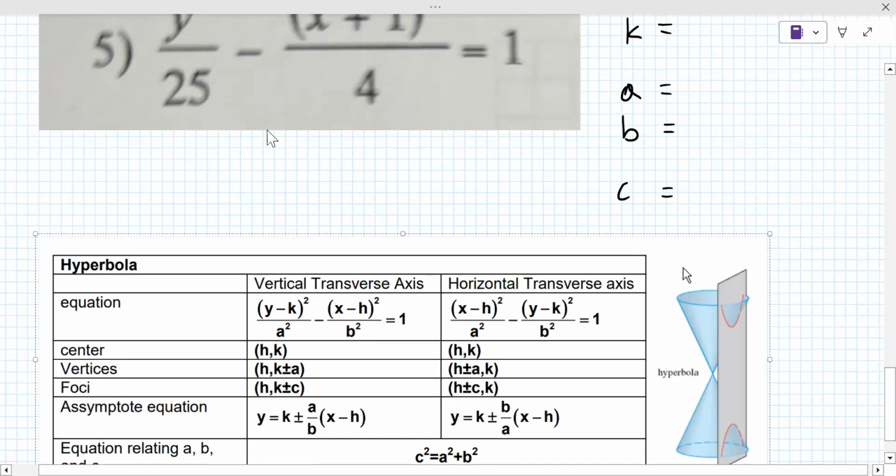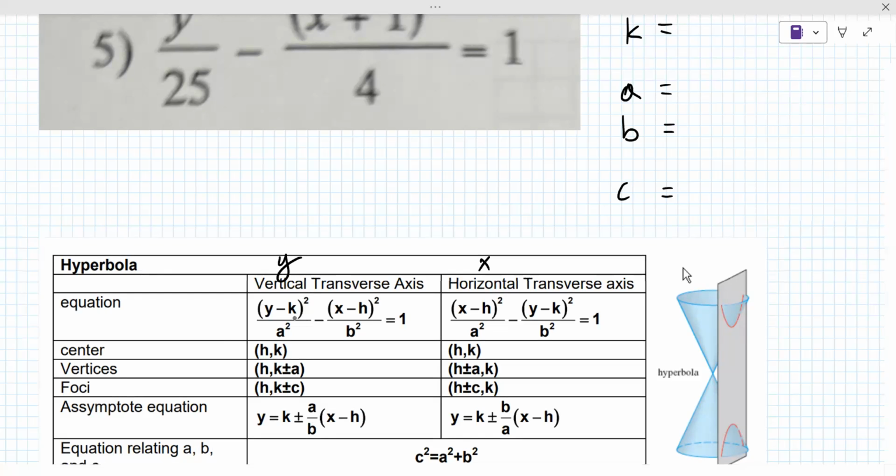But to answer your question, to be more direct here: the letter in front of the negative tells you which one it is. In fact, Y is vertical and X is horizontal. That's another way to look at it. So this one is a vertical transverse axis, meaning it has the top and bottom shape.